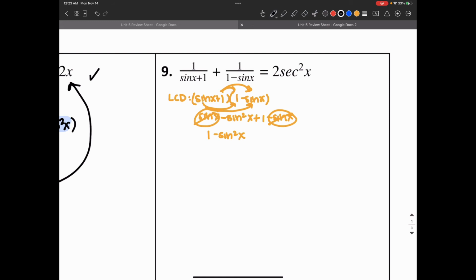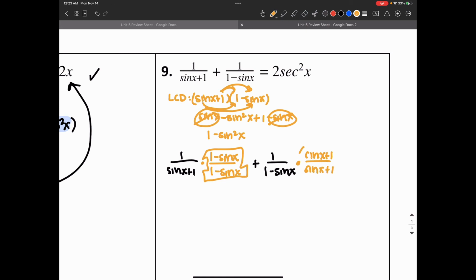I'm going to end up with 1 over sine of x plus 1 times the LCD, or times what I need, 1 minus sine of x over 1 minus sine of x. And then I'm going to multiply the second fraction by the other denominator. So this is sine of x plus 1 over sine of x plus 1. A giant 1 doesn't change the value of that fraction. And then I end up with 1 minus sine of x all over 1 minus sine squared of x, plus sine of x plus 1 all over 1 minus sine squared of x.